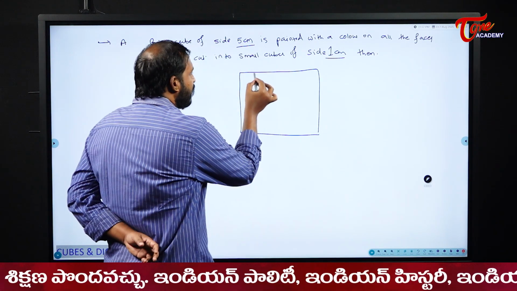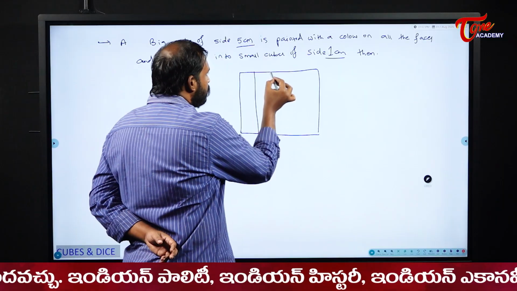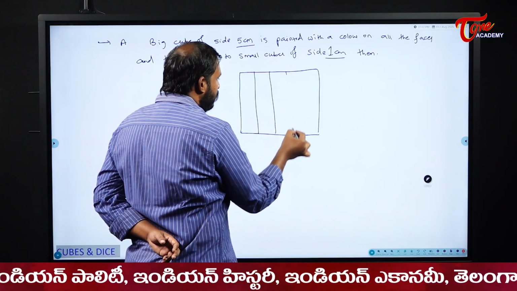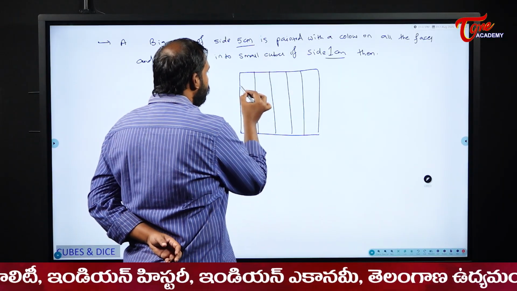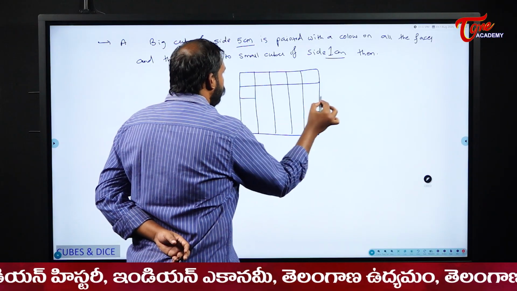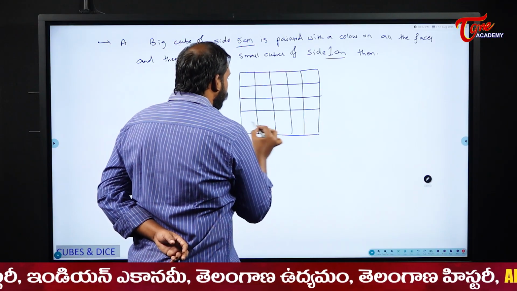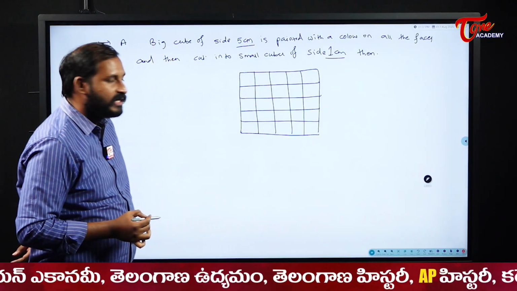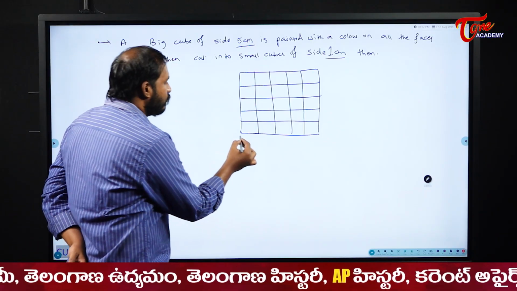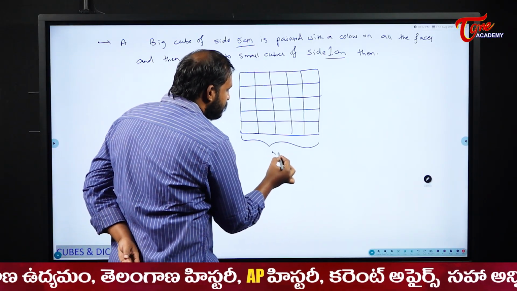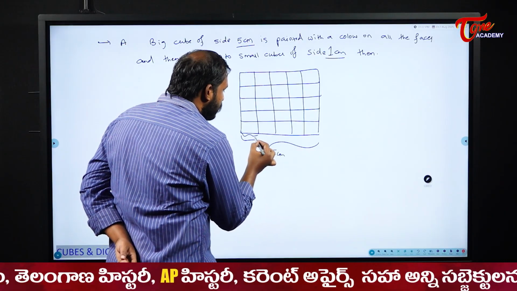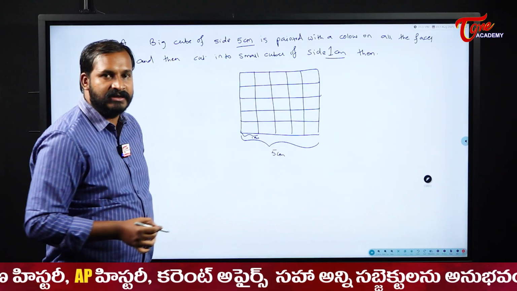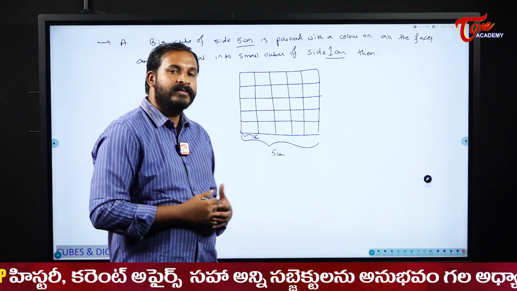On each face 5 by 5, right? See 1, 2, 3, 4 and 5. It will be divided like this, 5 by 5. Why? Because this is a total of 5 centimeters. Now each one will become what? 1 centimeter, 1 centimeter, 1 centimeter like this.